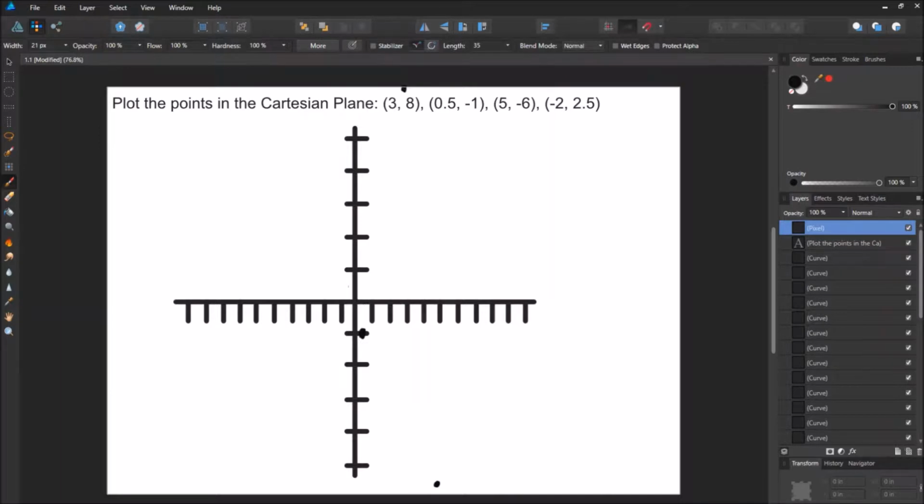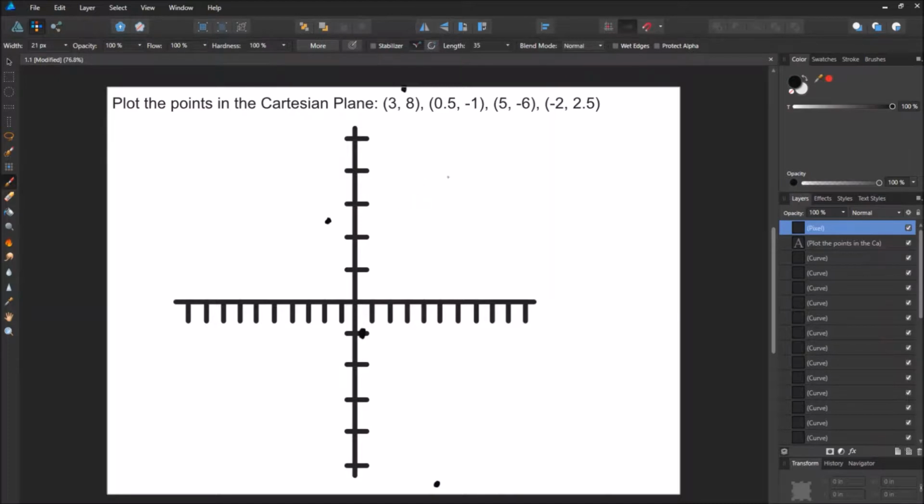So we're going to be going to the left of the origin this time because the x value is negative. So we go 2 spaces to the left of the origin, and then because our y value is 2.5, we go 1, 2, and then in between this second and third point is 2.5, so we go right there.